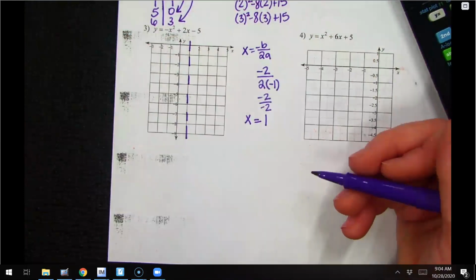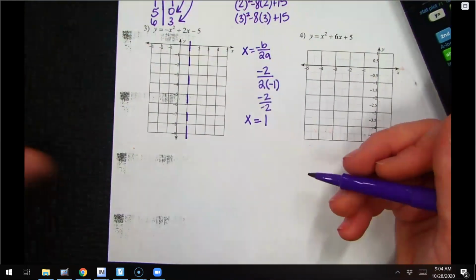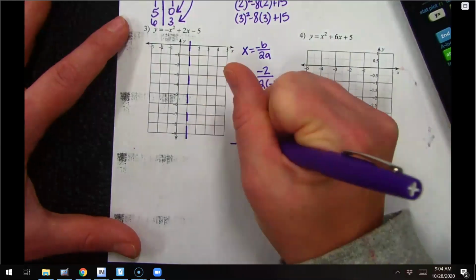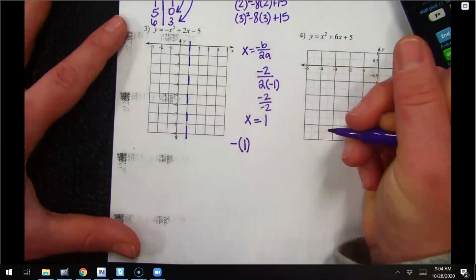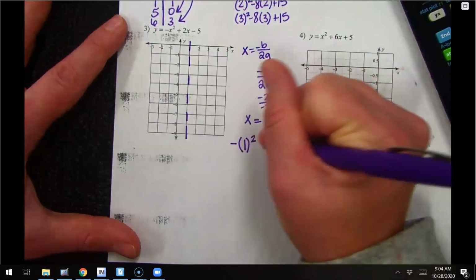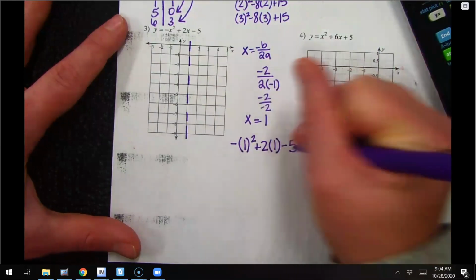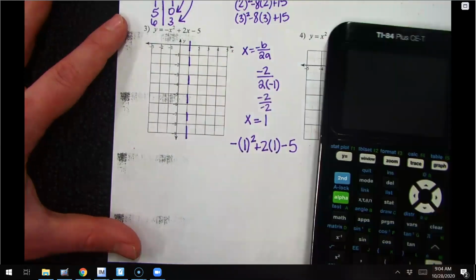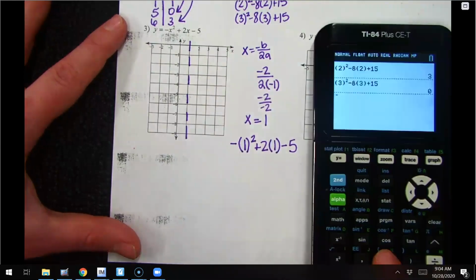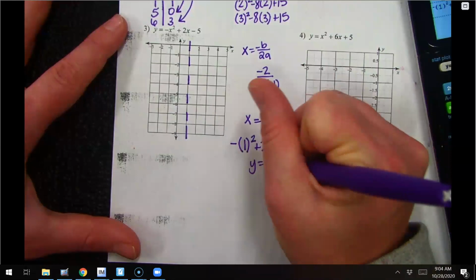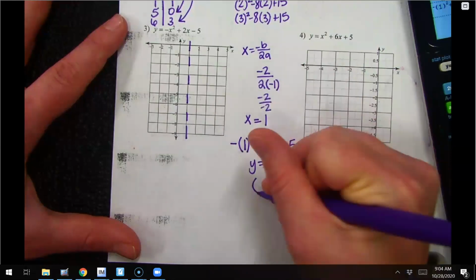Okay. Then I'm going to plug in +1, so negative parentheses, 1 parentheses. Wherever you plug in the X, you put it in parentheses, squared, +2 parentheses, 1 parentheses, -5. Like I said, you can just type that into a calculator as long as you've downloaded one that allows you to put parentheses. That gives us -4. So y equals -4. So that means my vertex is at 1, -4.